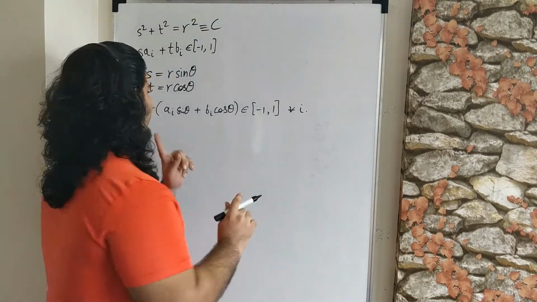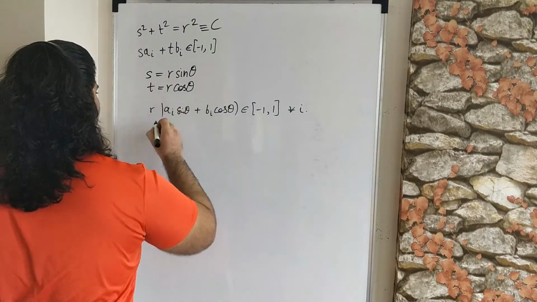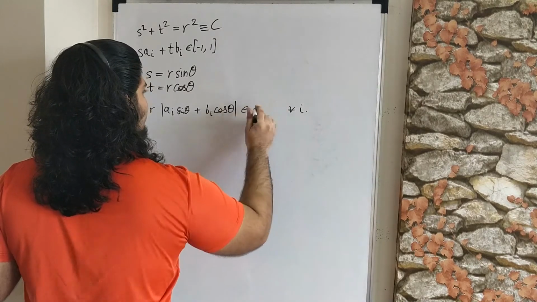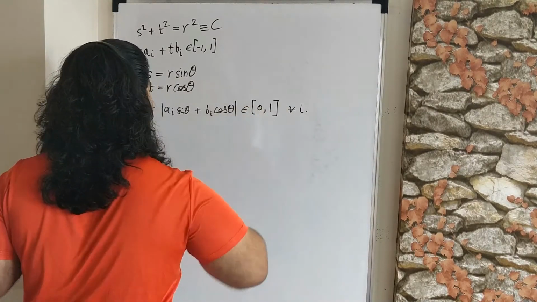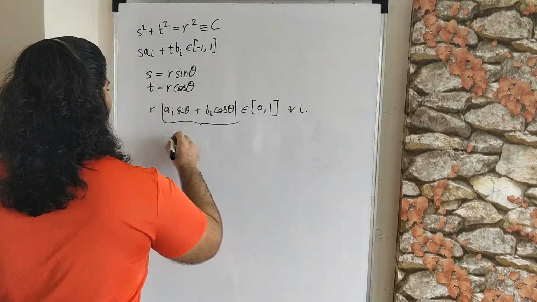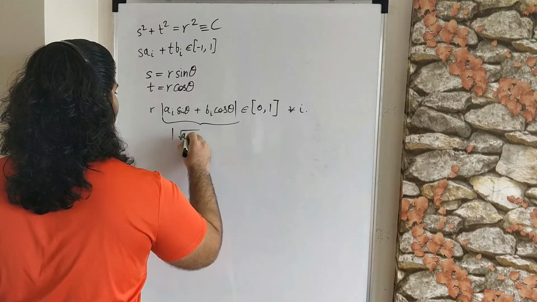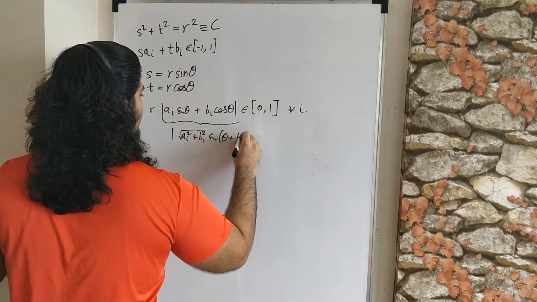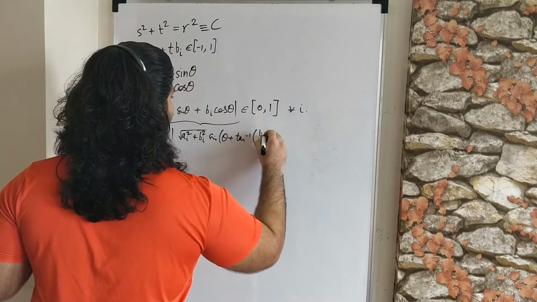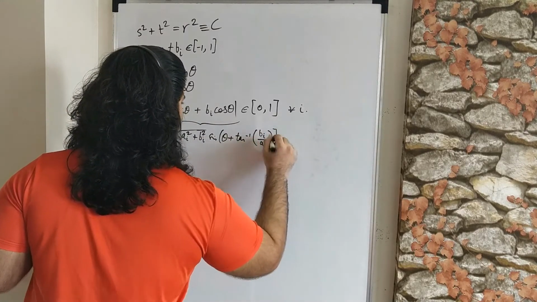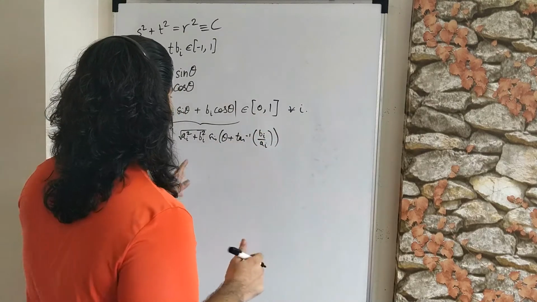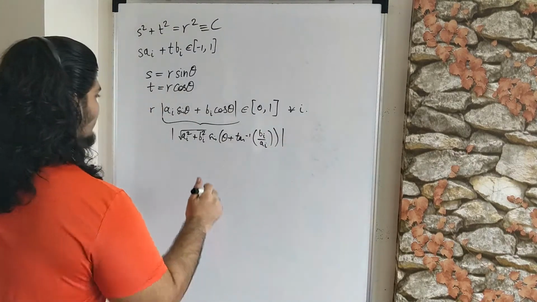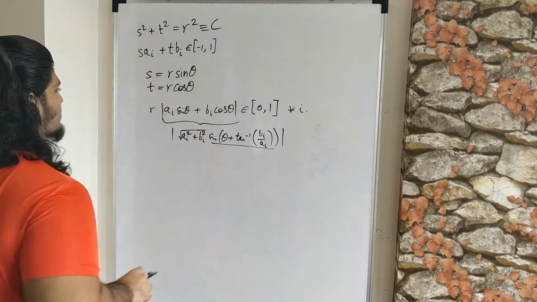So what we'll do is take the mod on both sides. r is obviously positive, so we can just keep it outside, and we'll take the modulus. So that means this is in [0, 1], and now we can write this as the mod of root(ai squared plus bi squared) times sine of (theta plus tan inverse of bi over ai). This is just a trigonometric formula, and the thing is that this can also be the negative of this, so that's why I'm taking the mod.